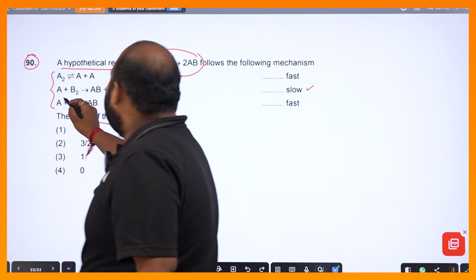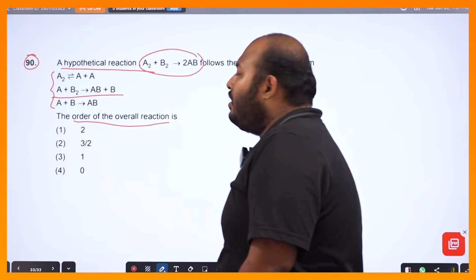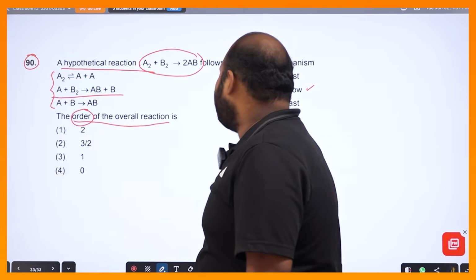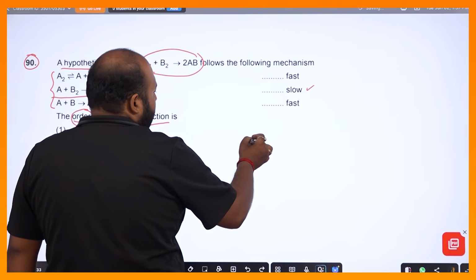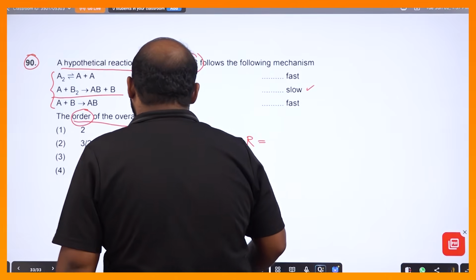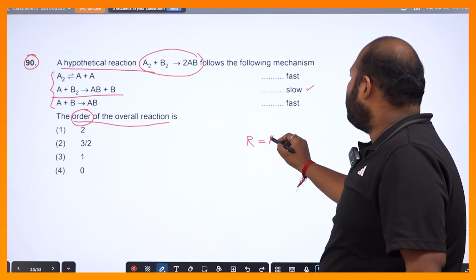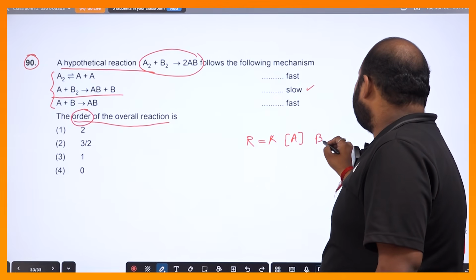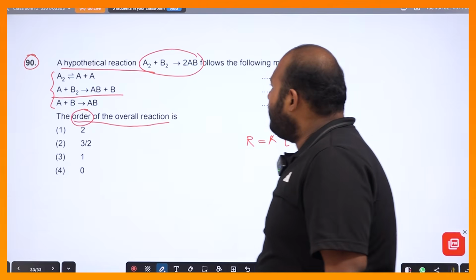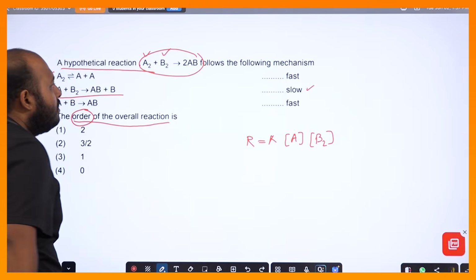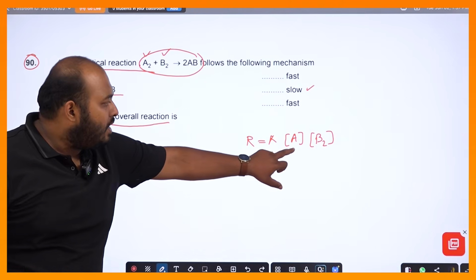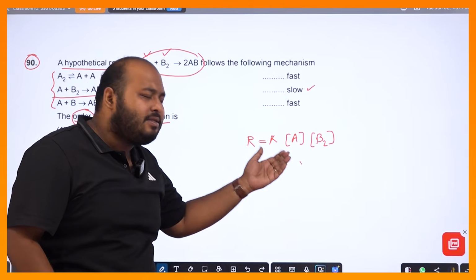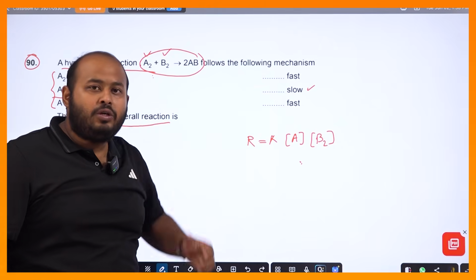So it has given the slowest step equation like this. Already it has been provided. So we have to just tell about the order. But one more thing, let us solve it. If we find the rate for this slowest step, it will be R equals K, suppose A and B2. But in the main equation, this A is not there. So this is actually an intermediate. So we have to replace this intermediate using the other two equations.